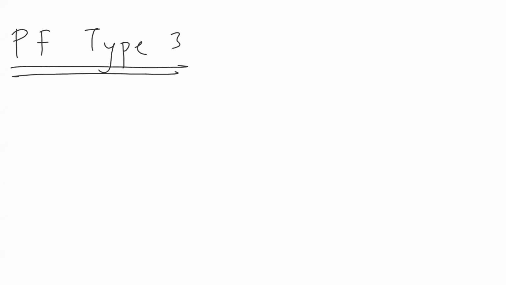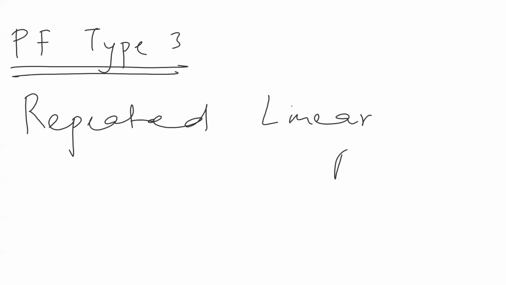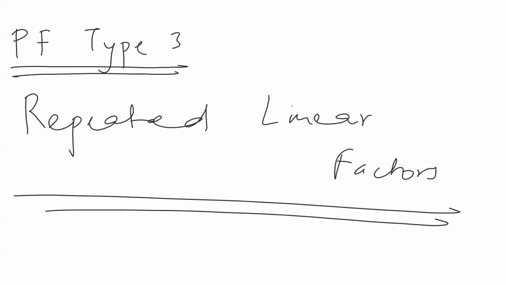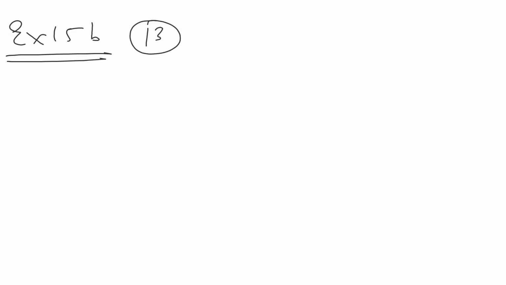So we are starting with partial fraction type 3. Okay, the category is repeated linear factors. Repeated linear factors. Okay, so let us go to exercise 15b, question number 13. Okay, so now see, I'll just copy the question for you.